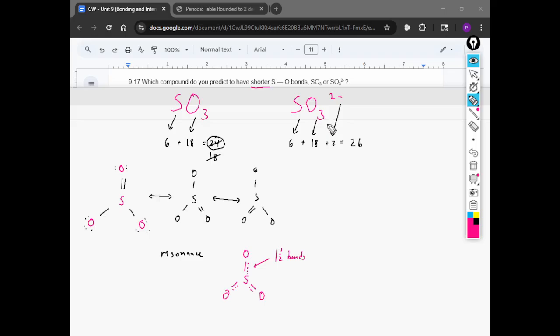Okay, let's go to SO3 2-, but before we do that, just to see if you remember your polyatomics, what polyatomic ion is this?